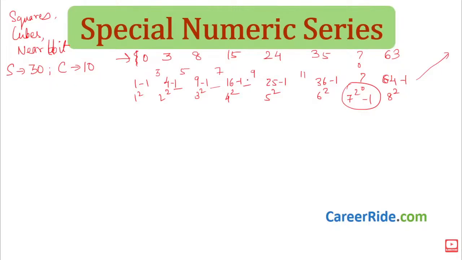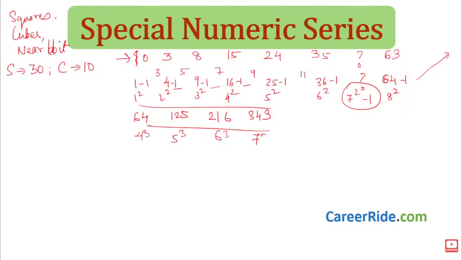If you talk about cubes, this is a cube series: 64, 125, 216, 343. Observe carefully, this is 4 cube, this is 5 cube, this is 6 cube, and this is 7 cube. These are the cubes, so this is a series.